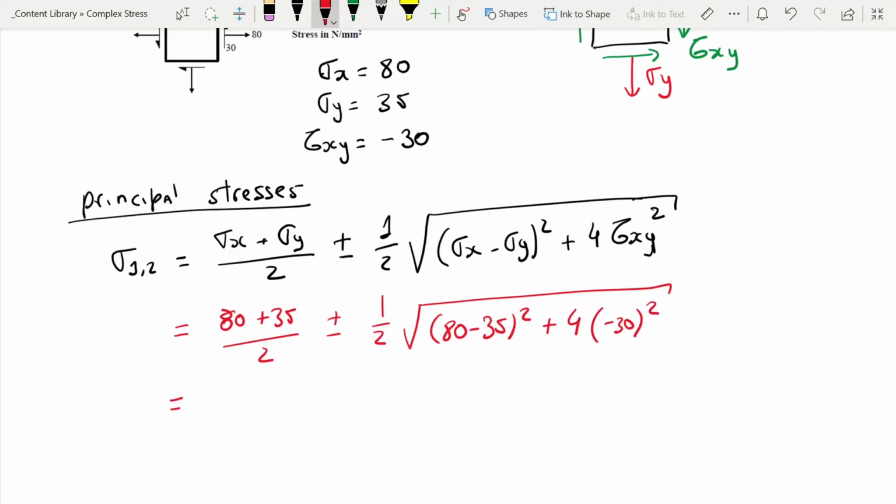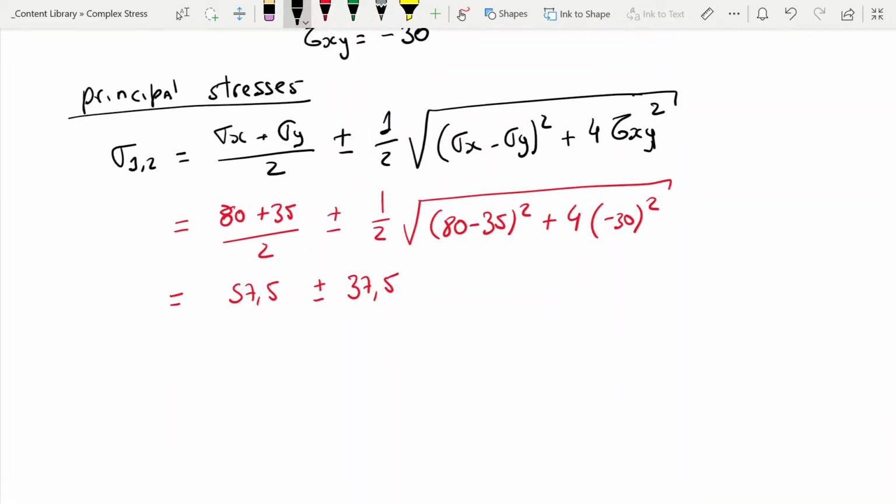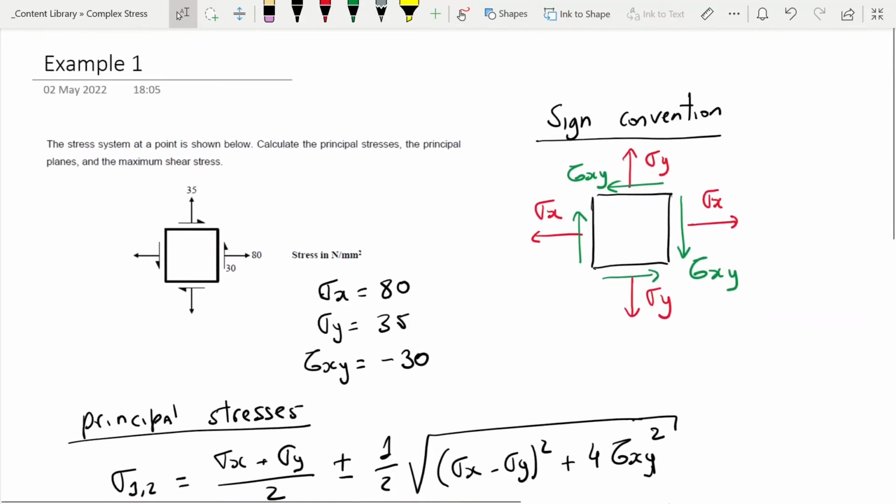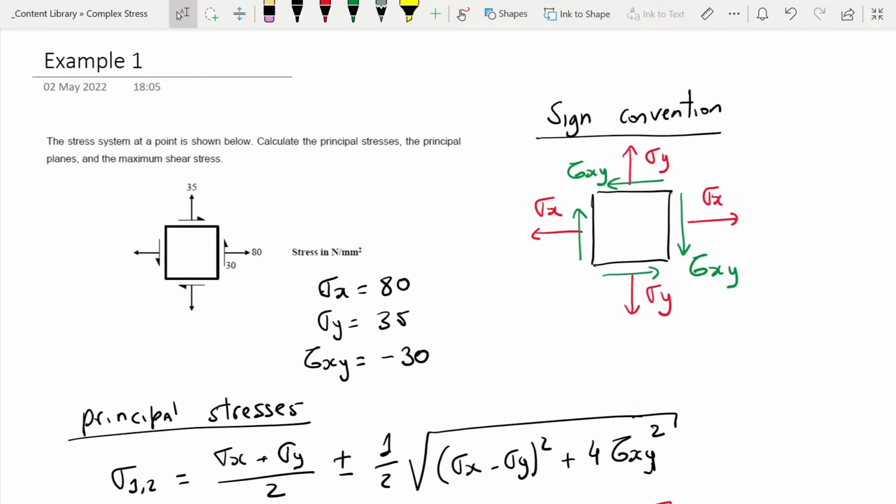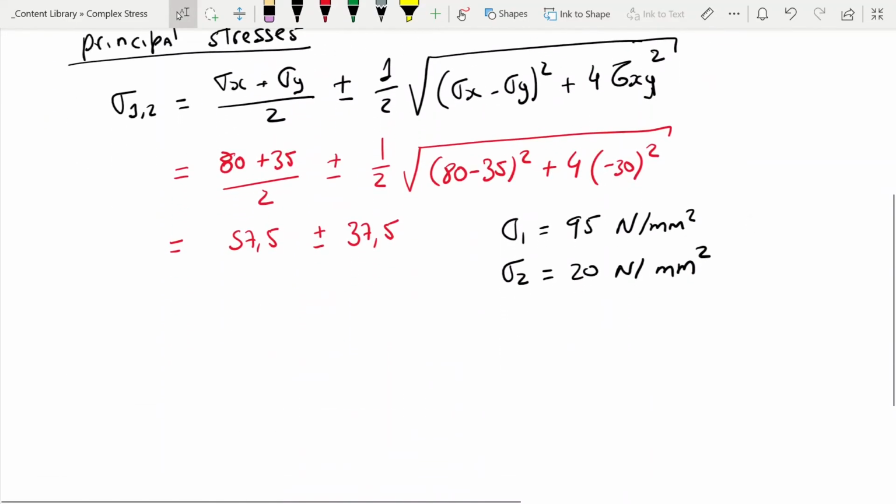If we take the calculator, this is equal to 57.5 plus minus 37.5. So that means sigma 1 is going to be equal to, with a plus sign, 95 Newton per millimeter square, and sigma 2 is going to be equal to 20 Newton per millimeter square. Both of them in tension, and this is it to solve for the principal stresses. Now, another thing that is asked in the question is the principal planes, so the angle theta we need to rotate to obtain these principal stresses.